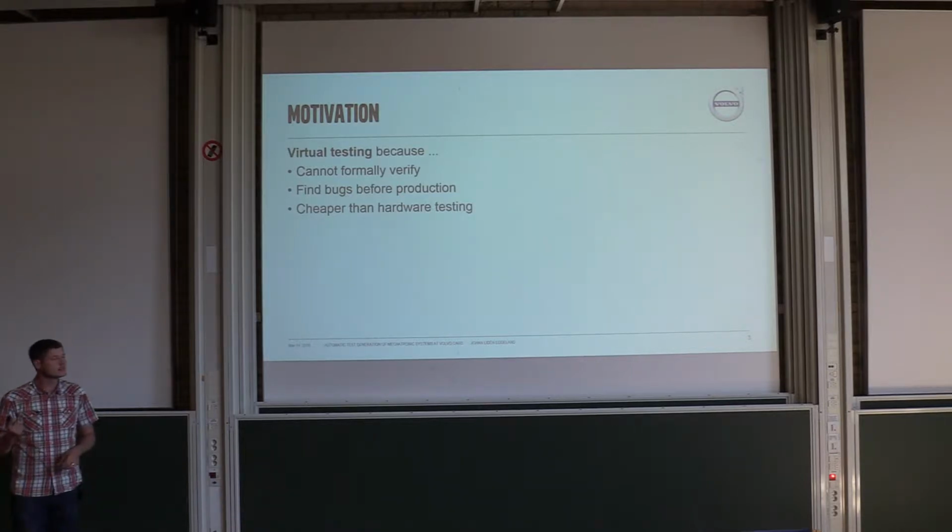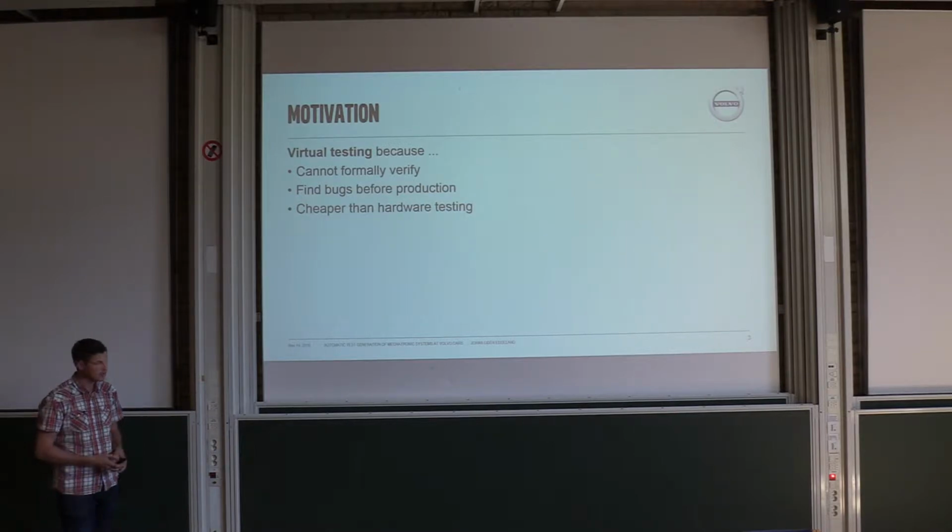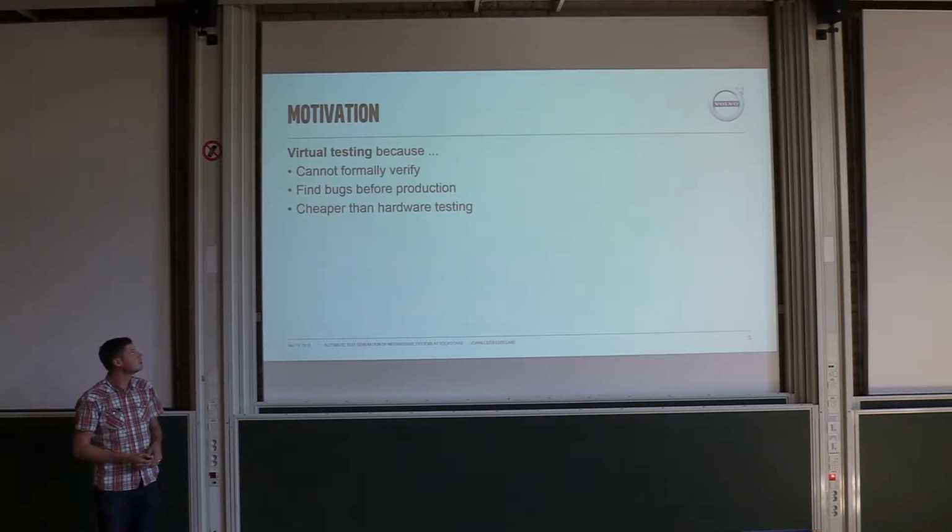The second one is because we want to find bugs before we actually produce the cars. Because we don't want to rely on getting to the end of the chain, where we actually have a car, until we can test whether or not the software we develop for it is good. If we can find bugs by testing the software virtually, then we can basically do it at the same time as we are developing new software.